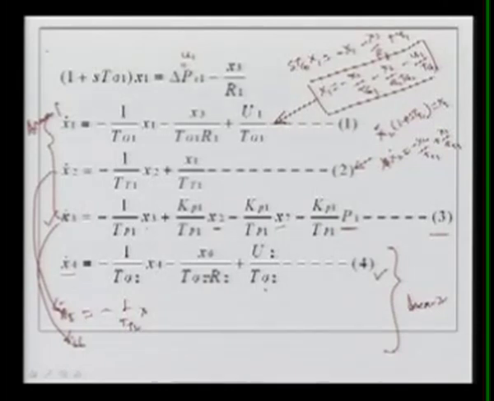x2 is now equal to your x4, no, x5, and plus your x1, which is nothing but your x3 in this case, upon tt2. Here x5, so it will be x4, because 3 is for area 1, so it will be x4 here. So you can see simply this x5 dot is equal to minus 1 over tt2 x5 plus x4 upon tt2. So we are getting equation number 5.